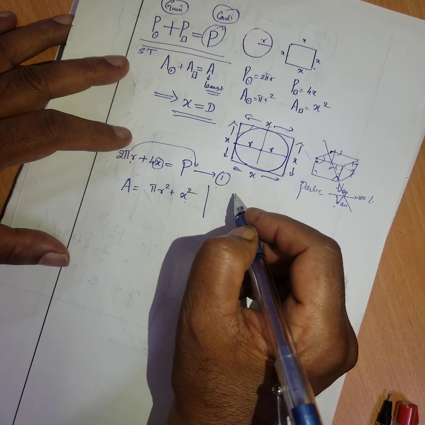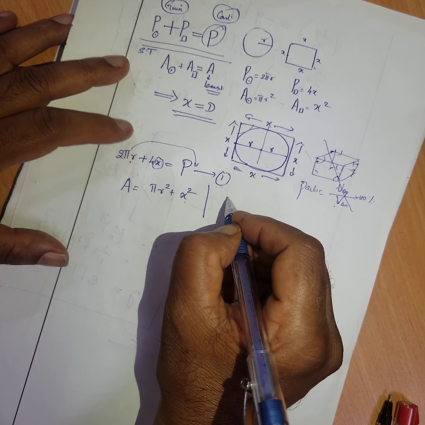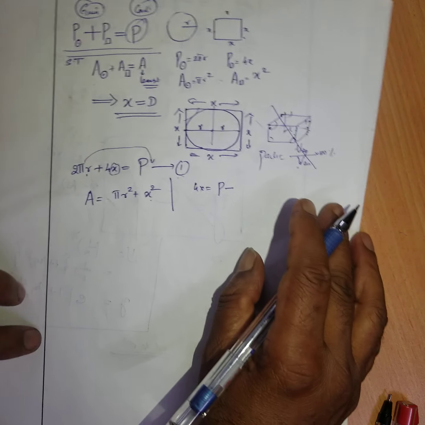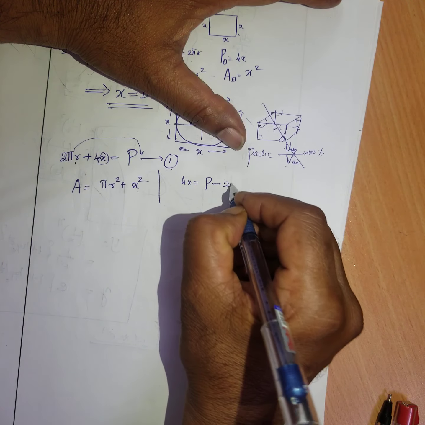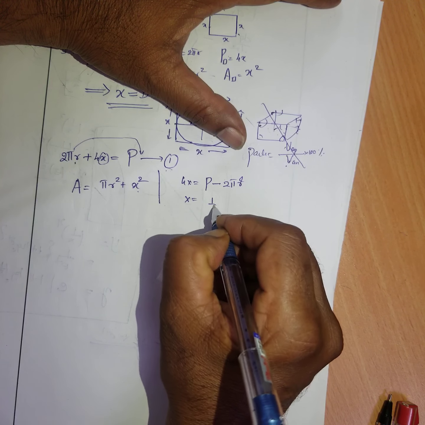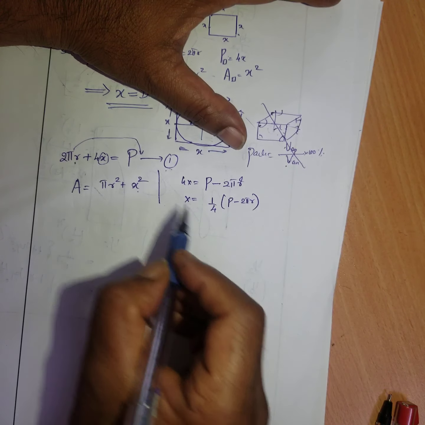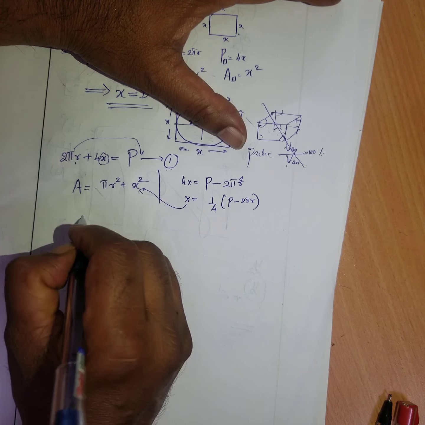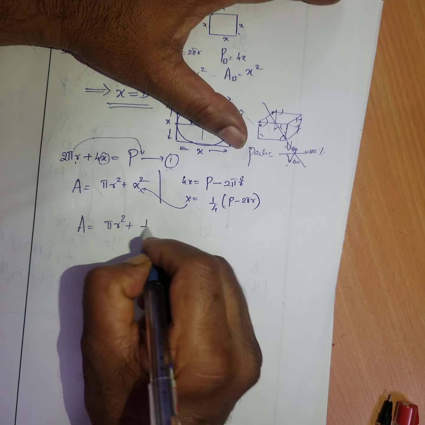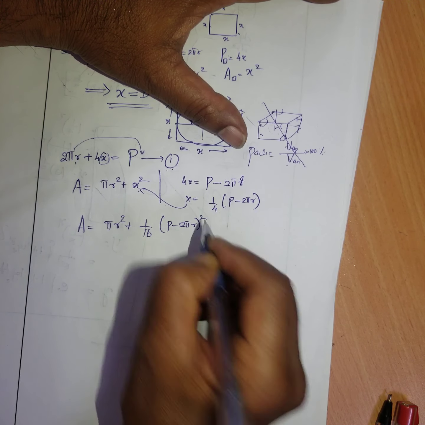Or which one you feel? R square is equal to, but I am going to eliminate x. Let us see. 4x is equal to p minus 2 pi r. Therefore x is equal to 1/4 (p minus 2 pi r). Then substitute x square here. Area is equal to pi r square plus x square, and x square is 1/16 (p minus 2 pi r) the whole square.